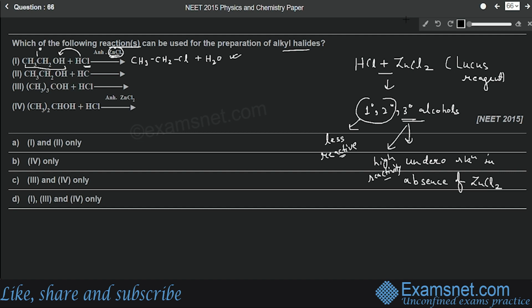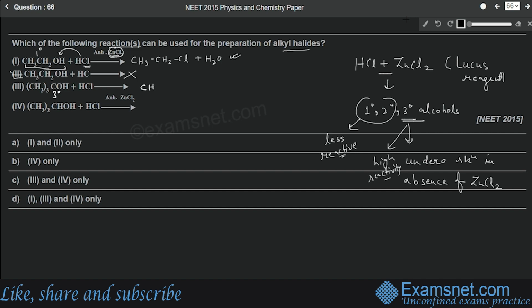Now in the next reaction, which type of alcohol is present here? Here again primary alcohol is there. But in this case zinc chloride is absent. So we know that primary and secondary alcohol will not undergo the reaction in the absence of zinc chloride. So here no reaction can take place. Then in the third one we have a secondary alcohol. Sorry, this is a tertiary alcohol. In the third reaction we have a tertiary 3 degree alcohol, and here zinc chloride is absent, but we know that 3 degree alcohol can undergo the reaction even in the absence of zinc chloride, so it will lead to the formation of the product.